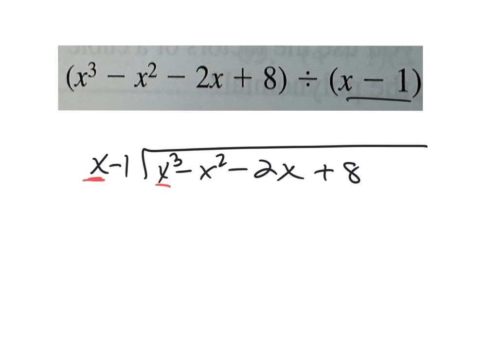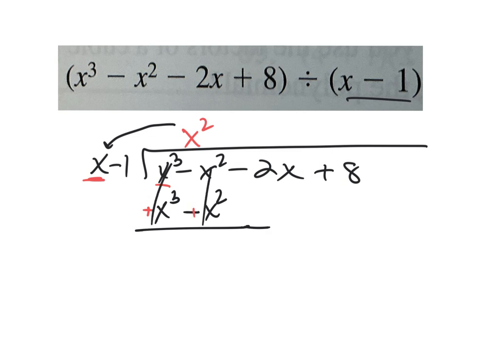How many times does x go into x cubed? Hopefully it was x squared. So then I'm going to multiply x squared times everything in the front. So it's x squared times x and x squared times negative 1, which is x squared. All right, now I'm going to draw my line and subtract. Now, when you subtract, we really add the opposites. So what you're going to see me do a lot is change the signs down here and just add. Okay, so that's gone, and that's gone.